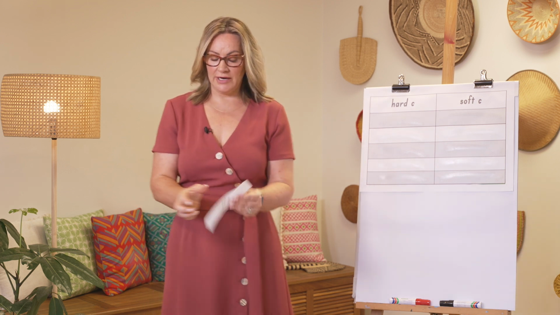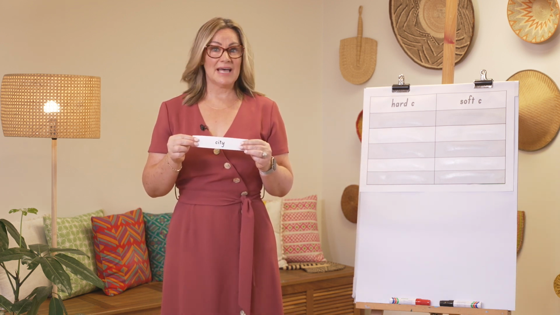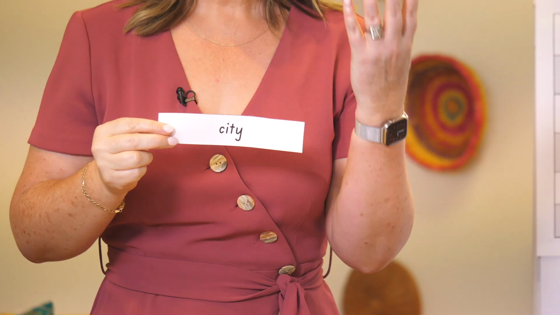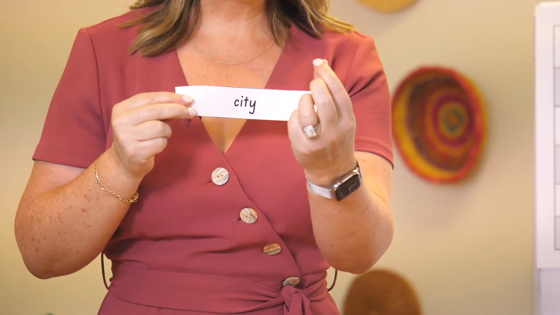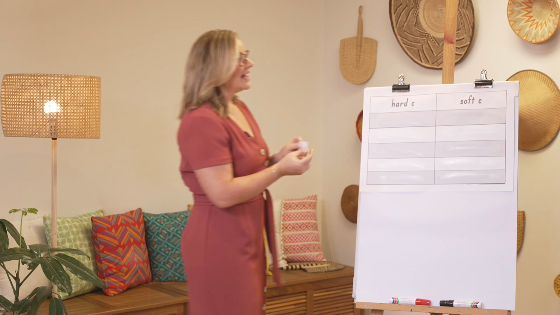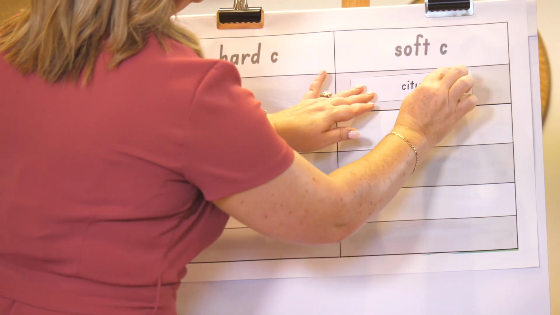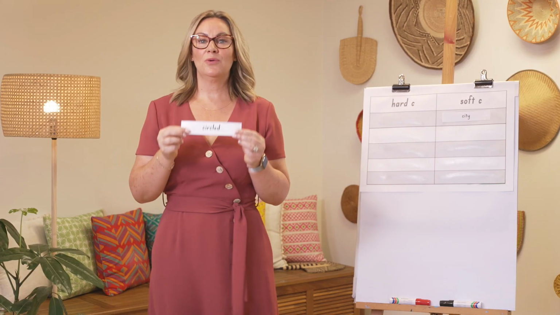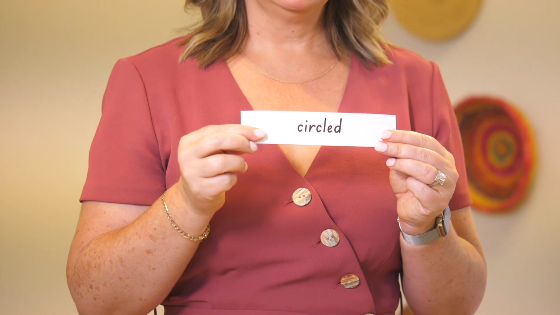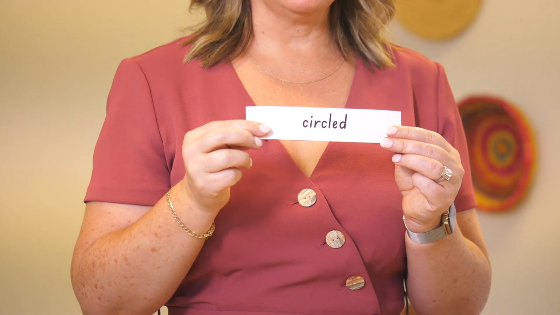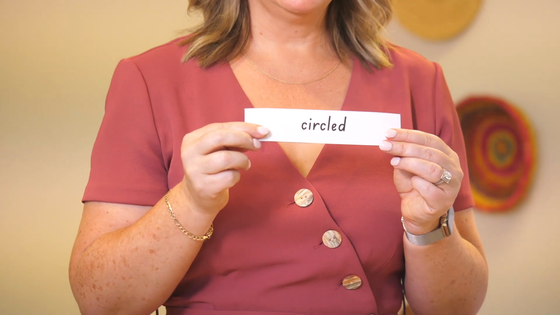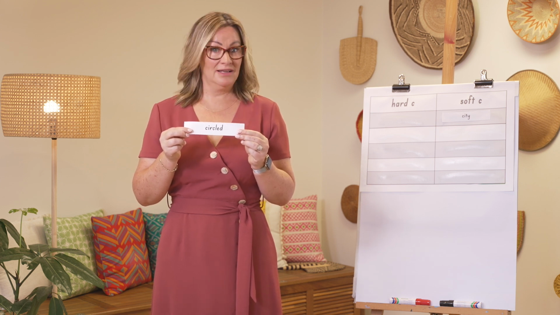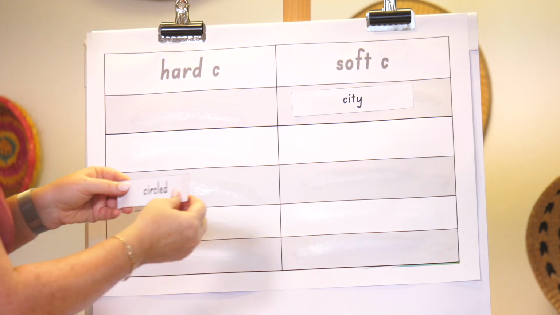First word, are you ready? The word is city. Tap and say it. City. What are you hearing at the start? S. Aha! That is called a soft C. Soft C. Next one. Word is circled. Repeat. Circled. What's that first phoneme? Am I saying kirkled? Nope. Circled. S. Soft C.